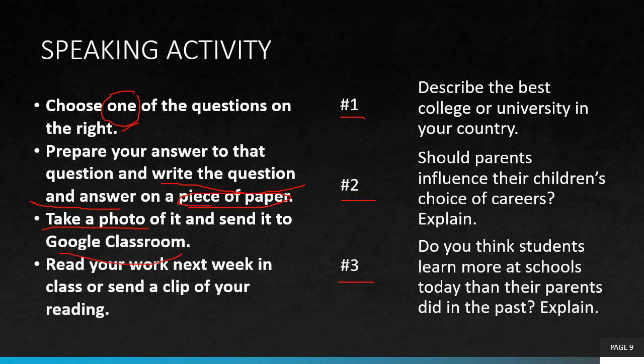Read your work next week in class or send a clip of your reading. You can record a video clip of your reading or you can read it next week in class. Just make sure that you are present. Okay, this is the lesson for this week talking about education.